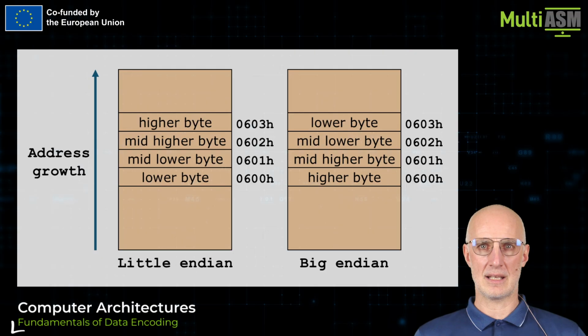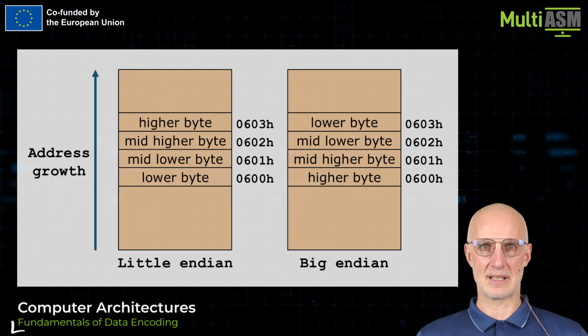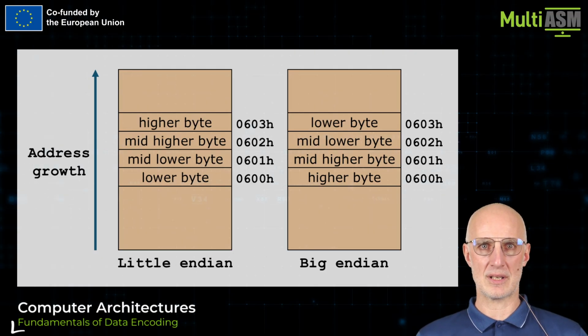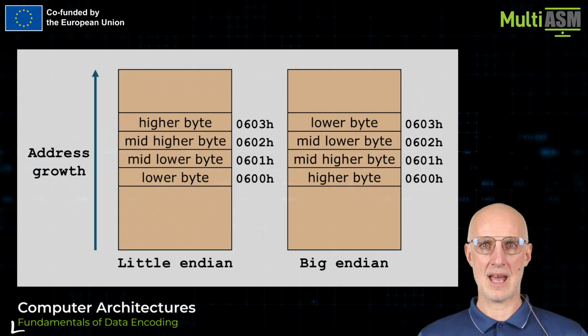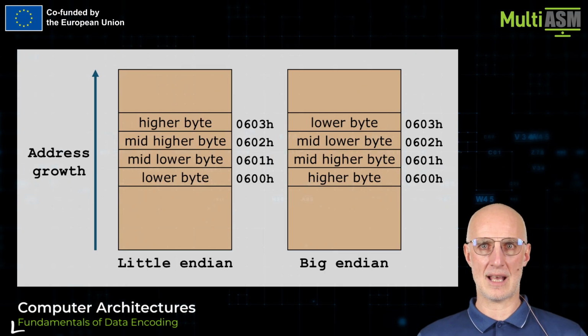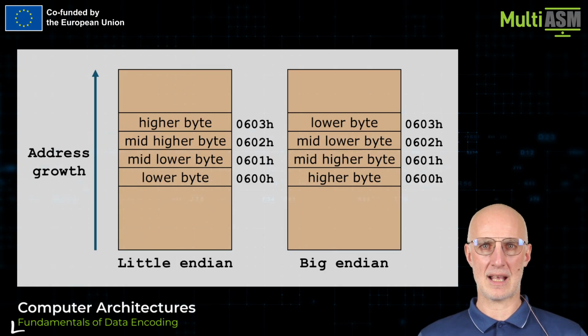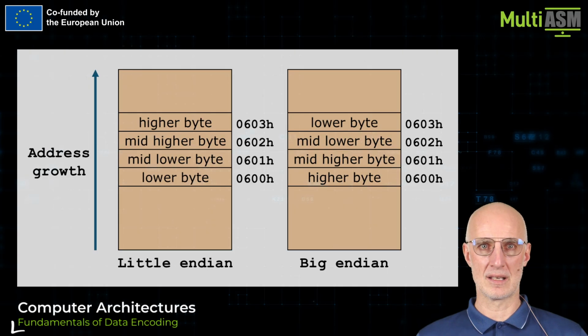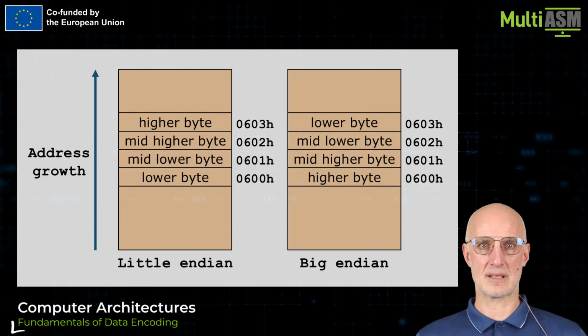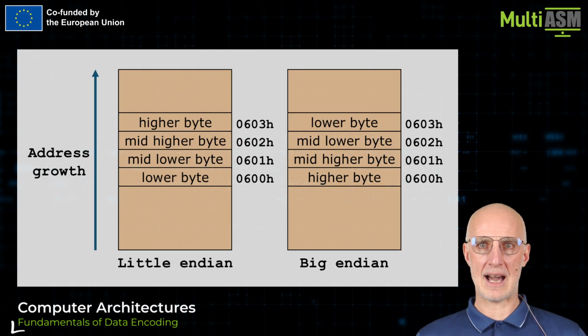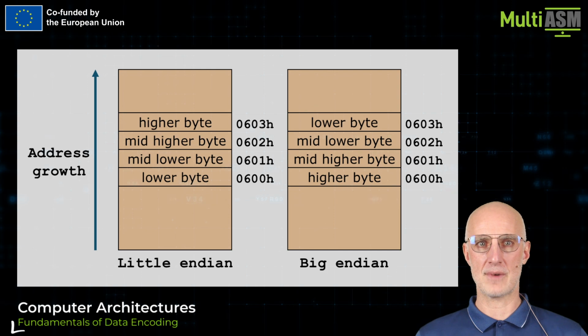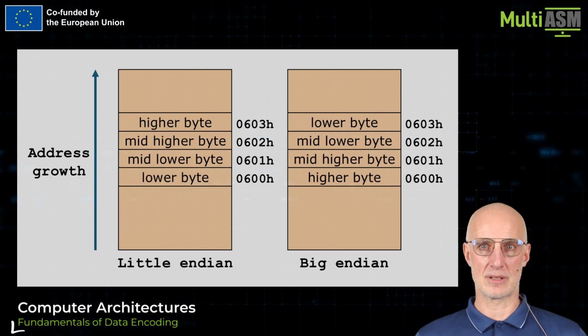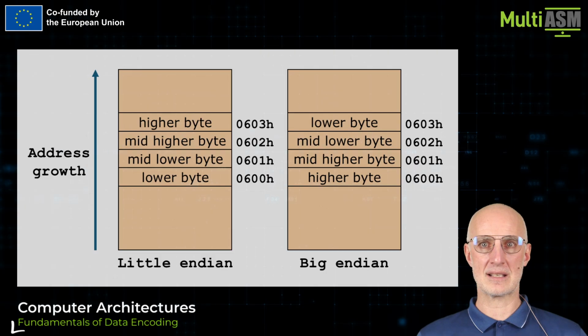For example, in a 32-bit class processor, the little-endian double word starting at address 600 has the lower byte at this address, mid-lower byte at address 601, mid-higher byte at address 602, and the higher byte at address 603. In big-endian order, bytes are reversed, so at the starting address 600, the higher byte is stored.